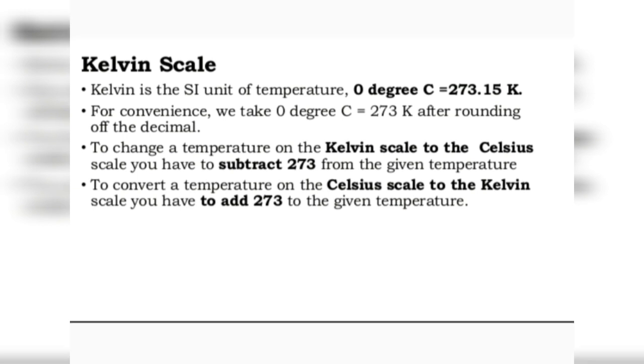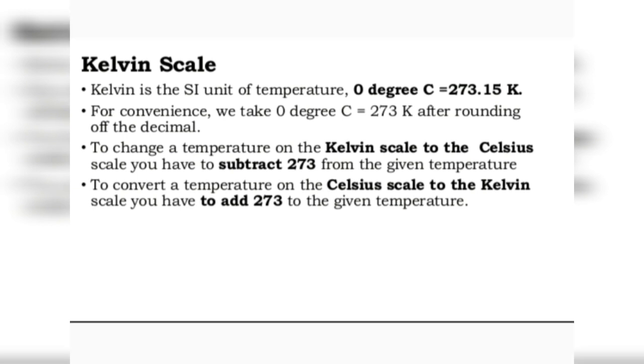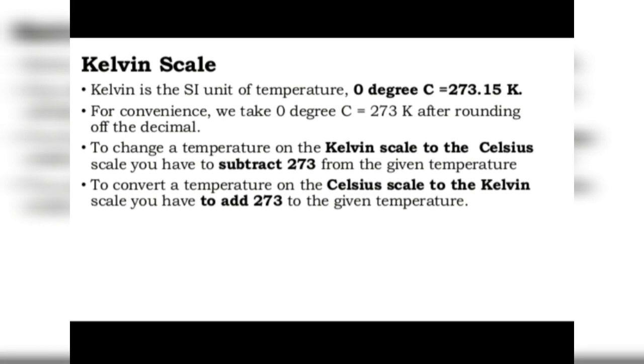The melting point of ice on Kelvin scale is 273 Kelvin. But on degree Celsius scale, it's 0 degree. On Kelvin scale, it's 273 Kelvin. It's in fact 273.15 Kelvin, but while rounding off, we take it as 273 Kelvin. And the boiling point of water on Kelvin scale is 373 Kelvin. Again 373.15, but after rounding off, we have 373 Kelvin.